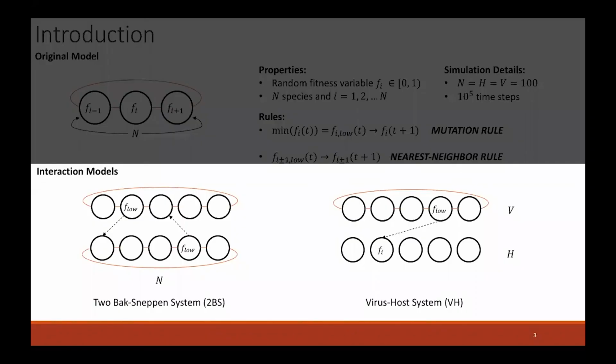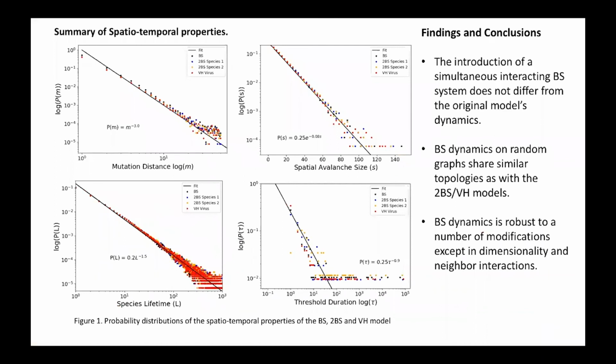In our work, we explore the idea of interacting Bak-Sneppen systems by creating a 2BS system, one with symmetric interactions and the other with biased interactions, which we have termed as virus-host system. There are many ways to measure the spatial and temporal dynamics of the Bak-Sneppen system. What we have found was that the interaction models behave with similar dynamics when compared with the original model across all these spatial temporal properties.